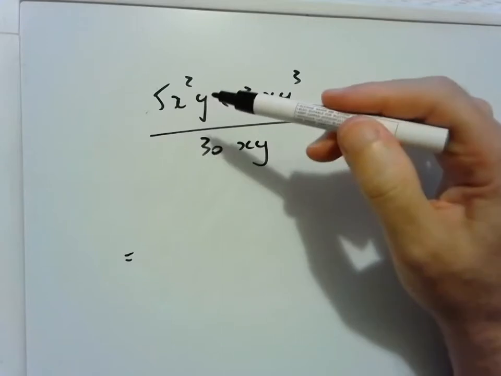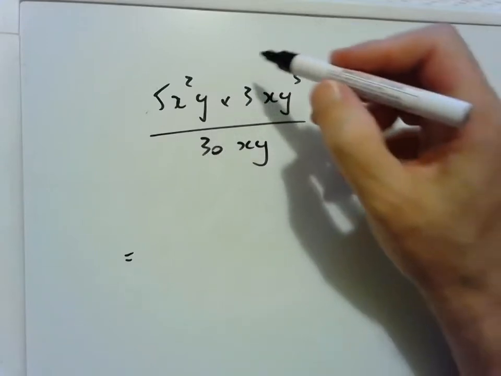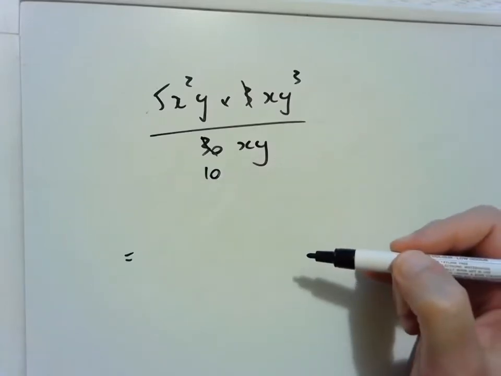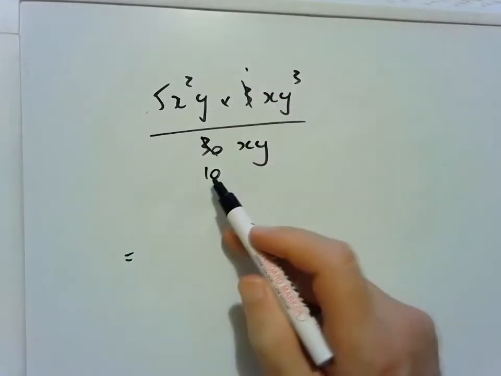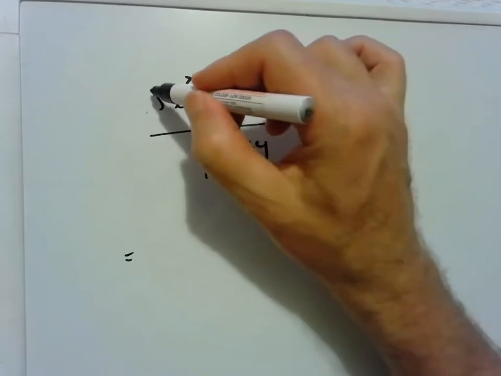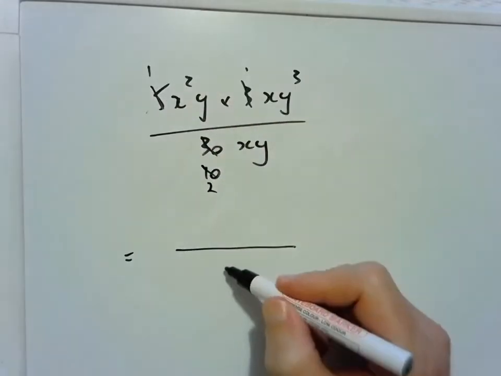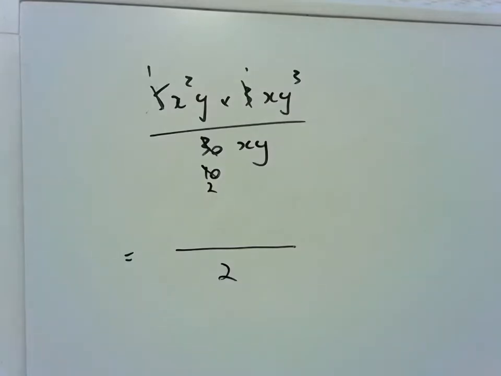Let's look at the numbers. So what's one number that I can see? There's the 3, and that goes in 10 times. So that gets rid of the 3, and we've got 10. 5 over 10 is going to come down to 1 over 2. So in our answer, our numbers are done. We know we've got a 2 on the bottom.